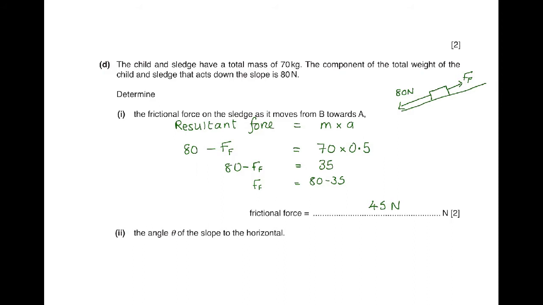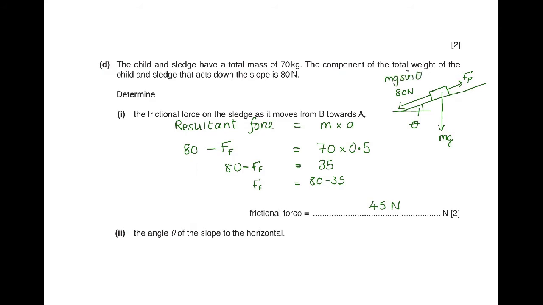Next, we have to work out the angle of the slope to the horizontal. So if we just have a look at this diagram again, we're taking this angle here, theta. Now, her weight is actually acting vertically down. That's the mg. And the component of that weight along the slope is mg sine theta.